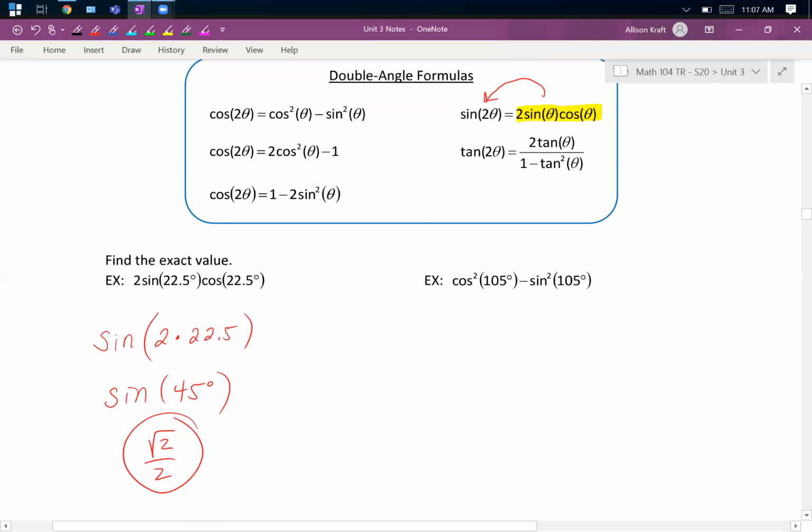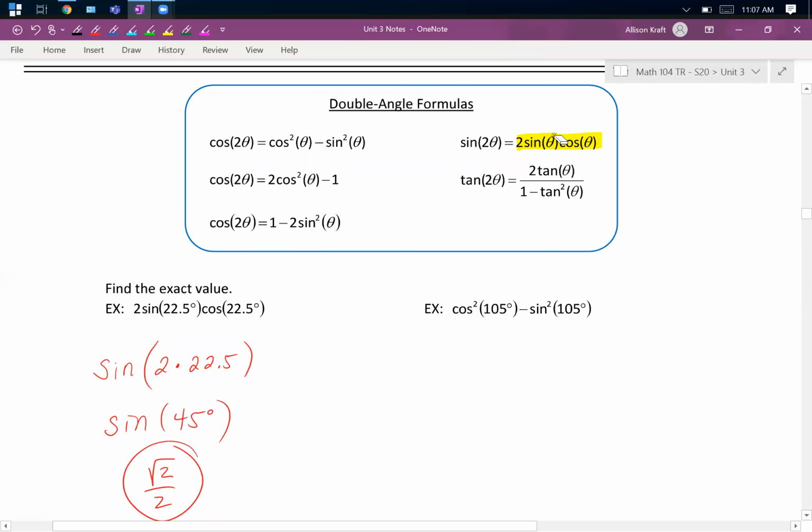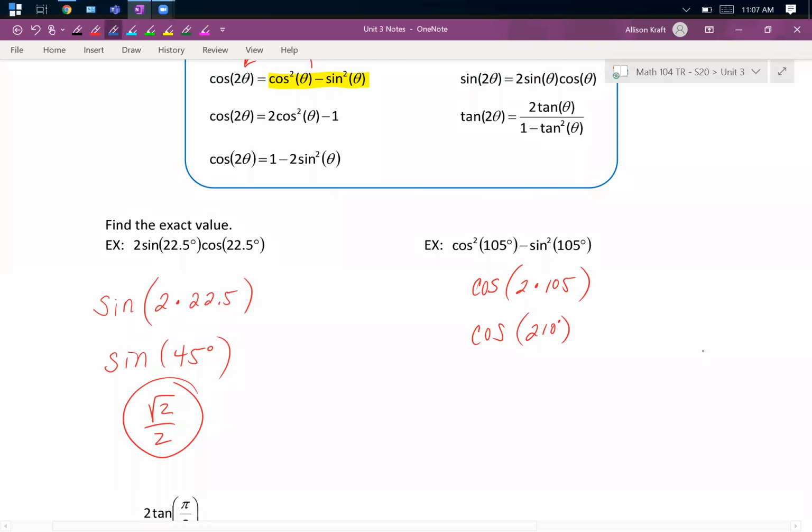In our next example, we have cosine squared of 105 minus sine squared of 105. So if we take a look at our double angle formulas, we have cosine squared minus sine squared, and notice that 105 is half of 210, and 210 is one of the angles on our unit circle. So we have the right side of our first cosine formula, and again, we're going to be moving to the left side and rewrite this as cosine of 2 times 105, which is cosine of 210. And that's on our unit circle. Let's see which one that is. It's at 30 degrees past 180. So cosine would be negative square root of 3 over 2.